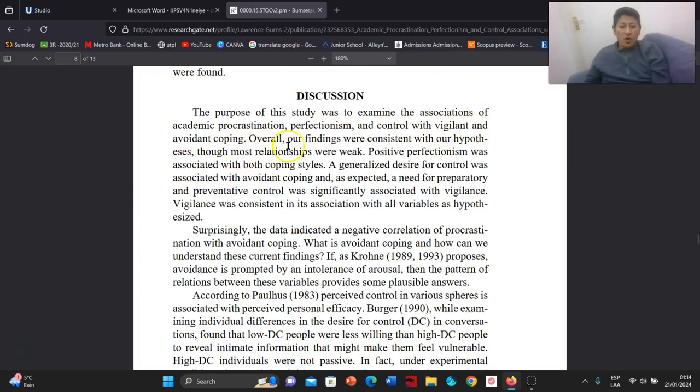You see, overall, our findings were consistent with our hypothesis, though most relationships were weak. Positive perfectionism was associated with both coping styles. If you notice, he compared the hypothesis with the results. He analyzed what happened with this study. He started from the hypothesis and compared it with the research.